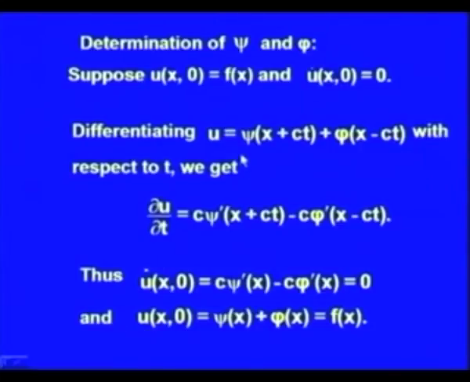And when you put t equal to 0 in this, what do you get? u(x,0) equals psi(x) plus phi(x), and we are given u(x,0) equal to f(x). So, psi(x) plus phi(x) is equal to f(x). Now, from these two equations, we are going to determine the unknown arbitrary functions phi(x) and psi(x).